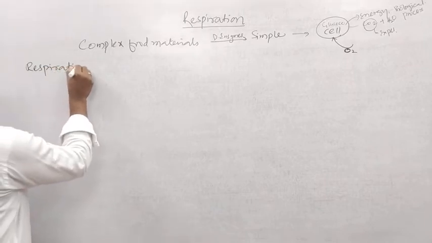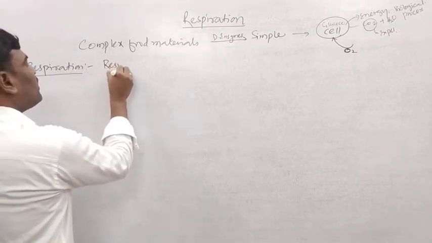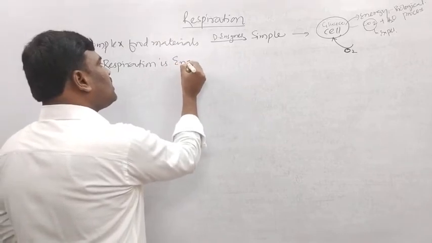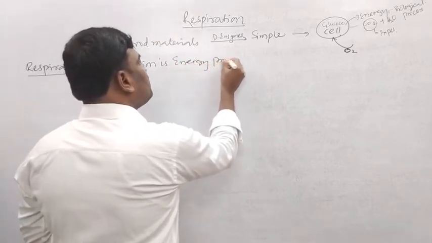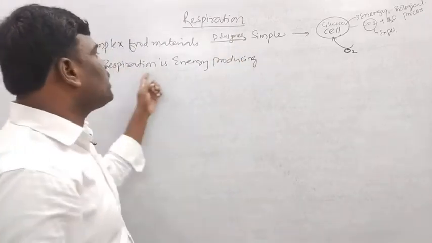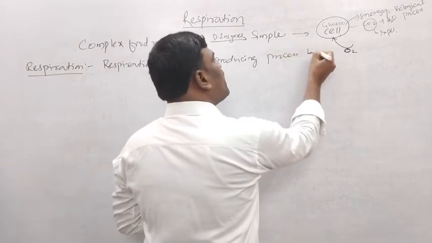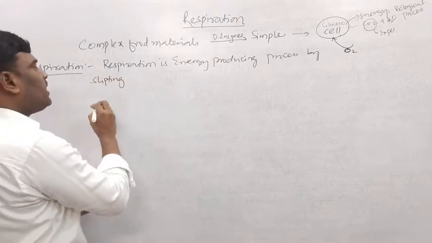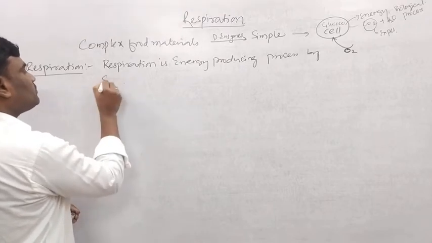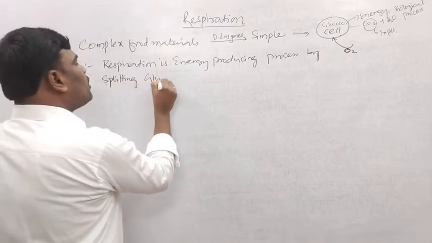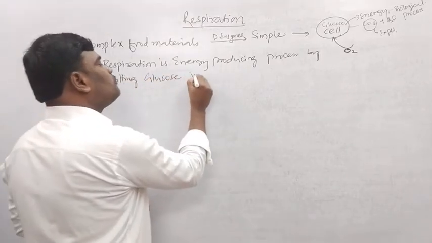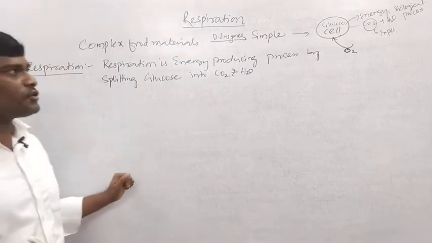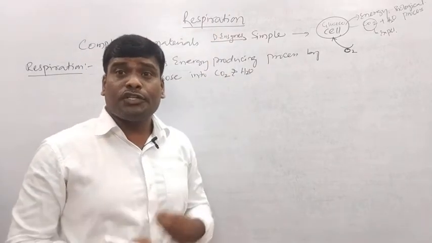So if you want to define the respiration process, children, how can we define it? Respiration is a process of what? Respiration is an energy producing process. How? By splitting glucose molecule into carbon dioxide and water. So this is what, children? Respiration. That's why we call respiration an energy producing process.